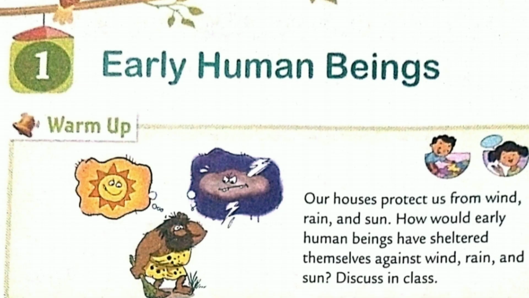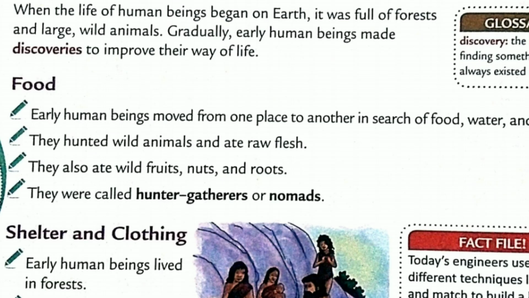Today we are discussing the third class Oxford textbook, Early Human Beings. First lesson. In this lesson we have to understand what early human life was. When the life of human beings began on earth, it was full of forest and large wild animals. Gradually, early human beings made discoveries to improve their way of life.